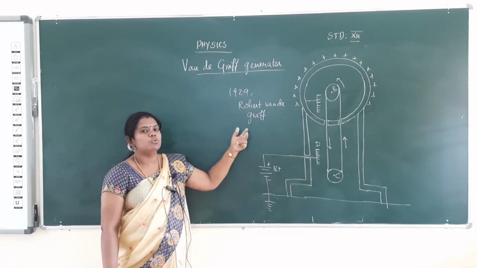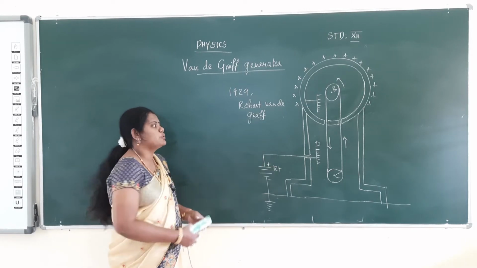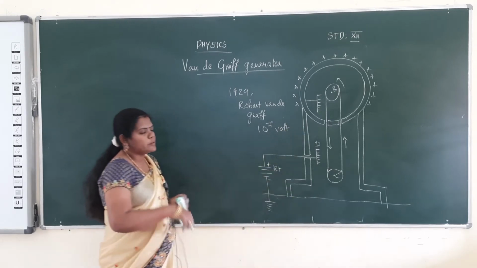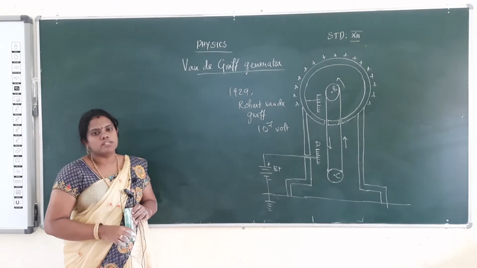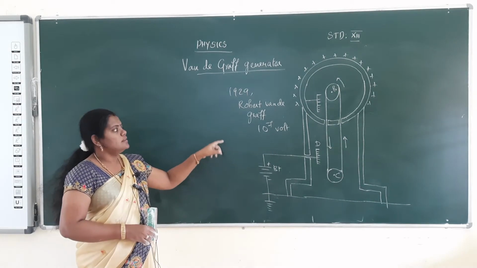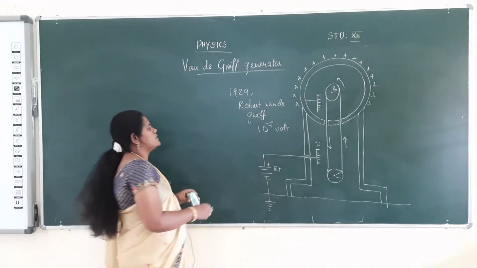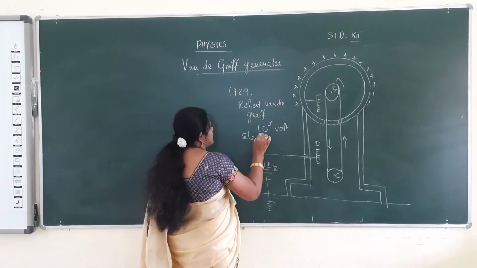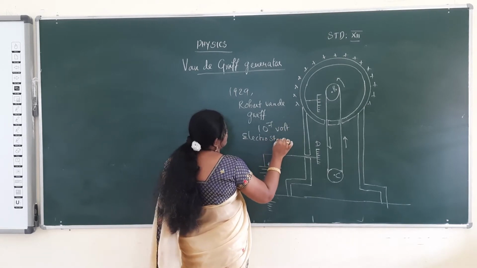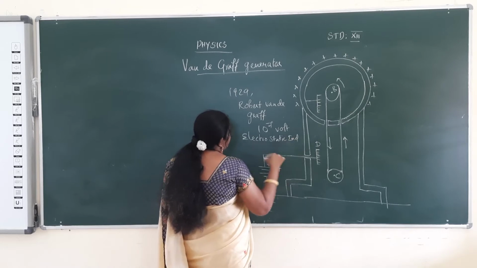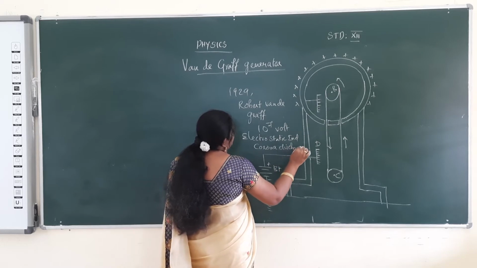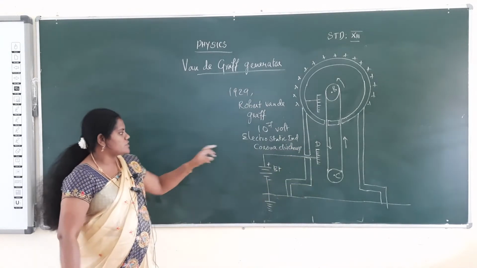It will be used to create an electrostatic potential difference up to the level of 10 power 7 volt. It will be completely based on two phenomena, that is electrostatic induction and corona discharge, or action at points.